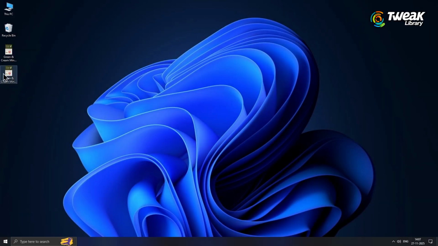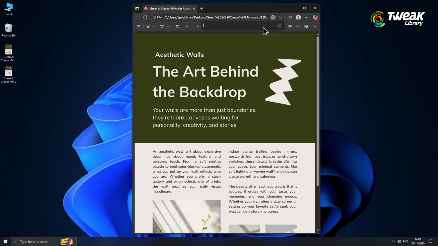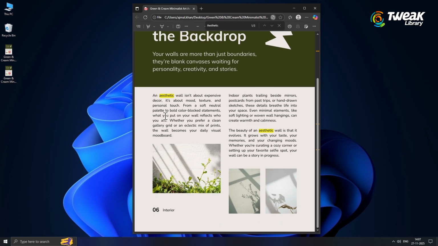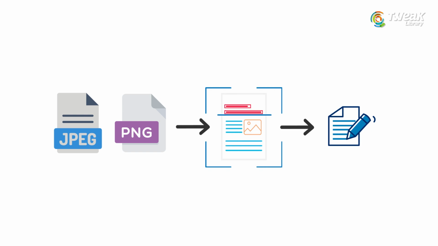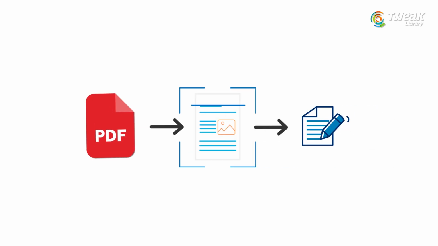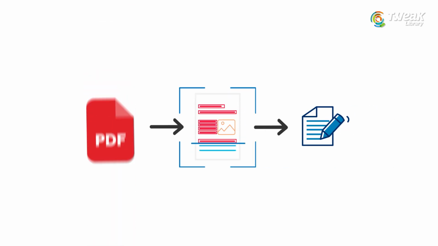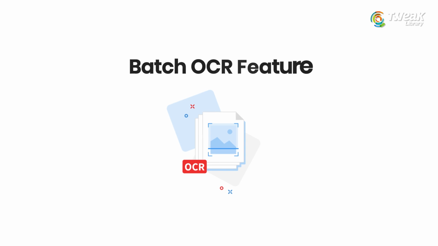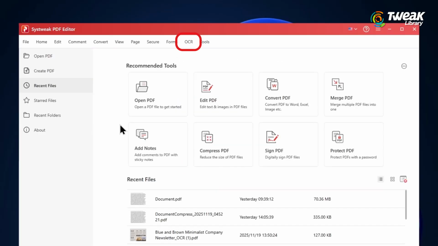Once the process is complete, you can see our scanned PDF is now fully searchable. You can also use the OCR from image option to convert scanned images like JPEG or PNG into editable documents the same way. If you have many scanned PDFs or images to convert, you don't have to repeat the process one file at a time. This tool has a batch OCR feature that handles everything at once.